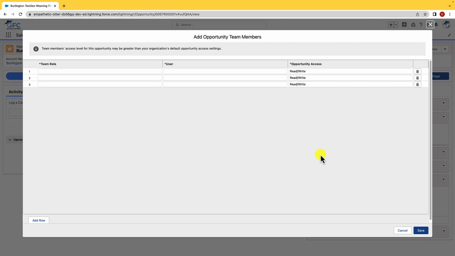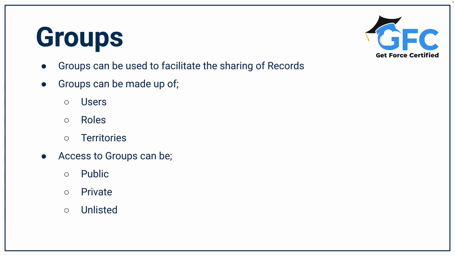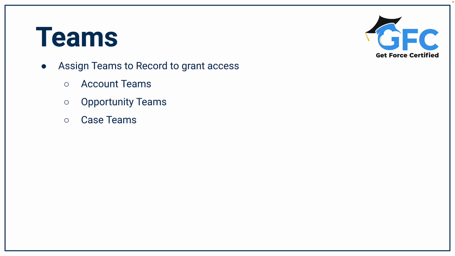So let's have a quick recap before we move on. Groups can be used to facilitate the sharing of records, and they can be made up of users, roles, territories, and other groups as well. Access to groups can be public, it can be private, or you can have unlisted groups when enabled. When it comes to teams, we can assign teams to records to grant access. They can be account teams, opportunity teams, or case teams. And we can specify the level of access that we want to grant to those individual team members or the default teams.